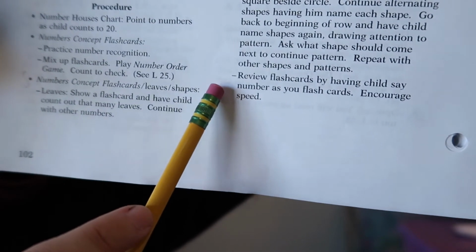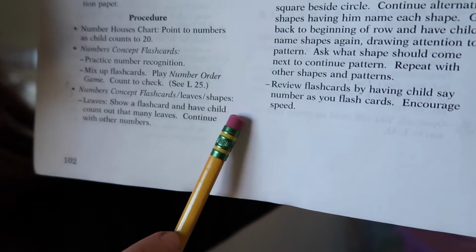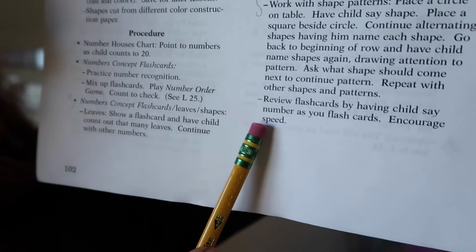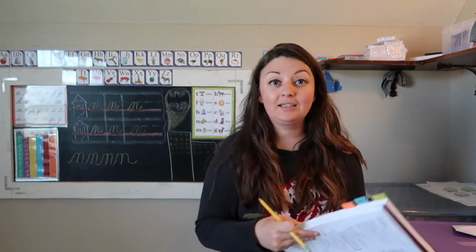And then at the bottom, the last thing says review flashcards by having child say number as you flash cards. Encourage speed. We already talked about that, speedy flashing of the numbers, all that. So you should add that down, and that should be pretty easy. Now that's the main part.